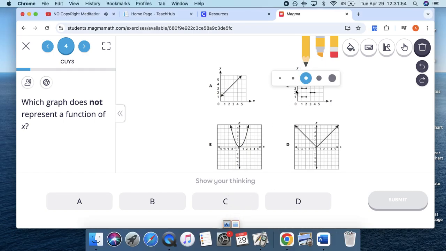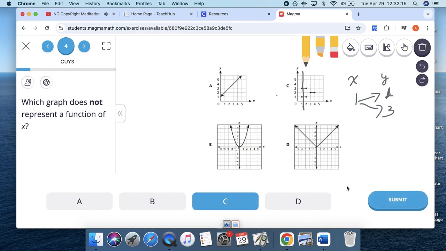Again, we can draw a line right here, showing that for the x value of 1, we have y values of 1 and 3. Here we have x, and x is 1. We have y being 1, and y being 3. And because of that, it's not a function.